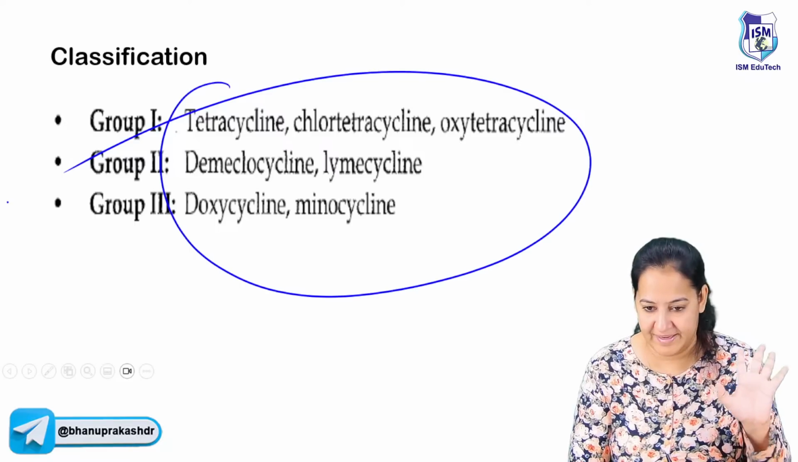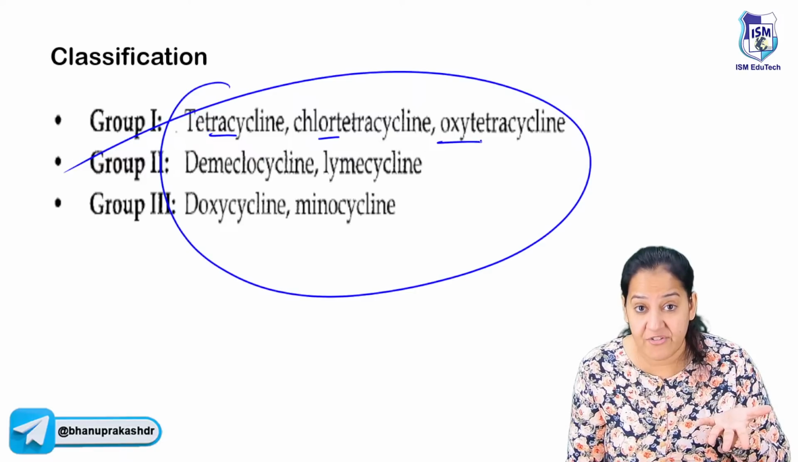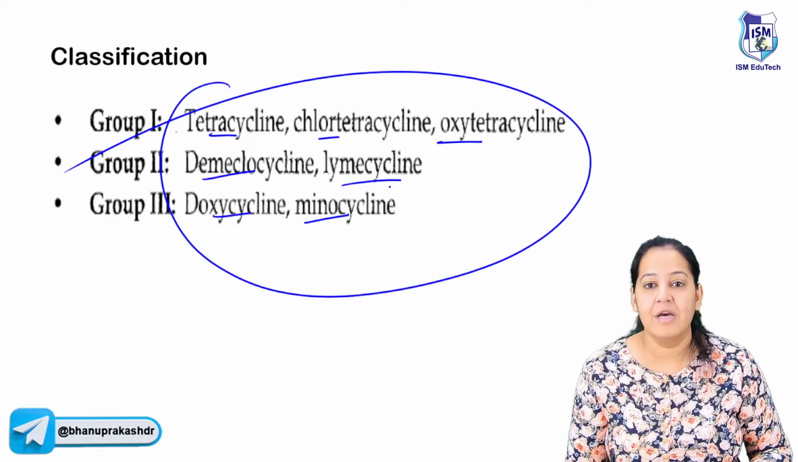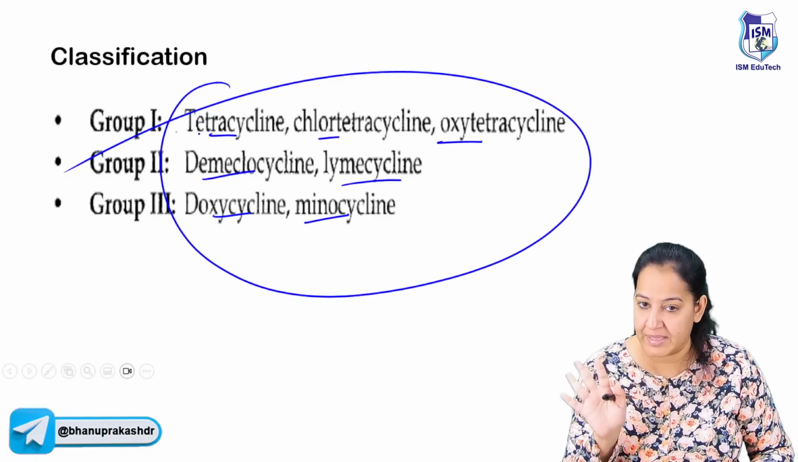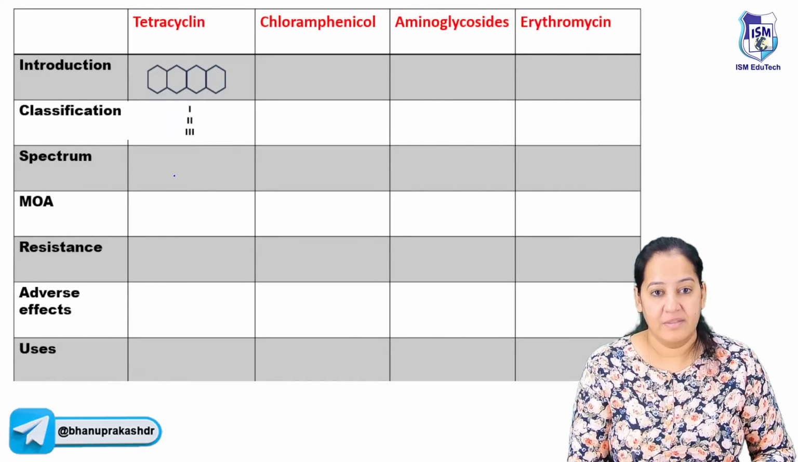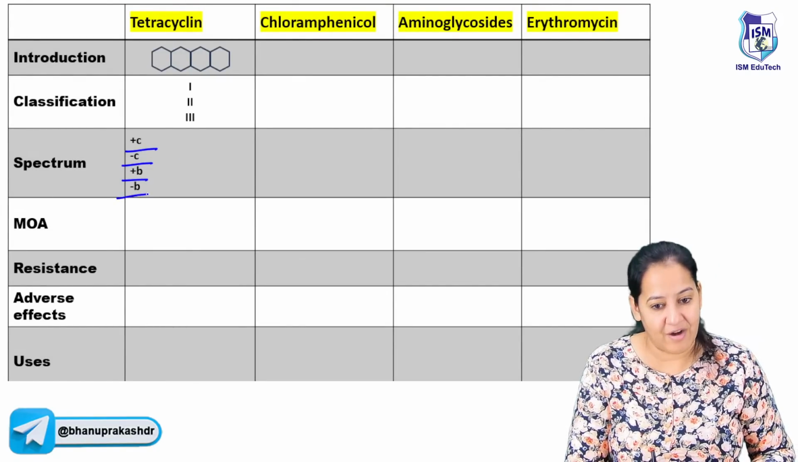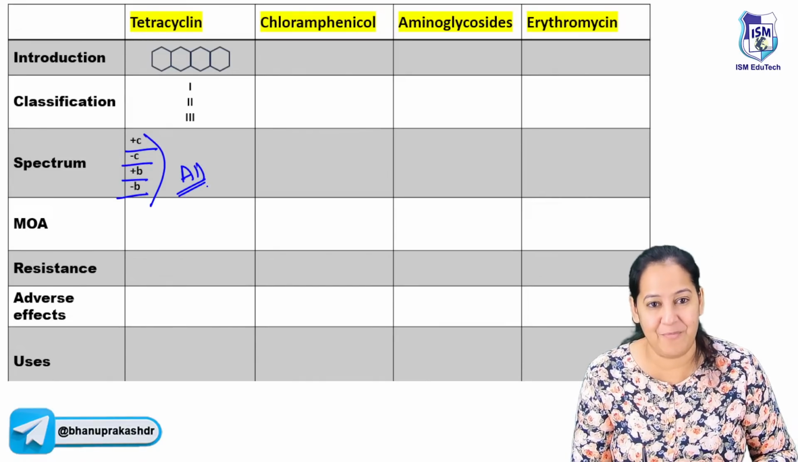You can read the complete classification. There are 7 types: tetracycline, chlorotetracycline, oxytetracycline, demeclocycline, doxycycline, minocycline, lamicycline. So all of them are cycline. Learn the 7 types, all 7 together. Spectrum: they kill all gram-positive cocci, gram-negative cocci, gram-positive bacilli, gram-negative bacilli. They kill all bacteria. They are broad spectrum.